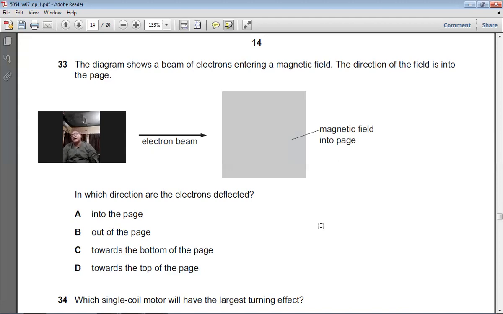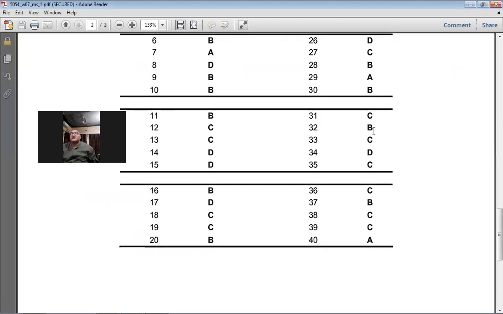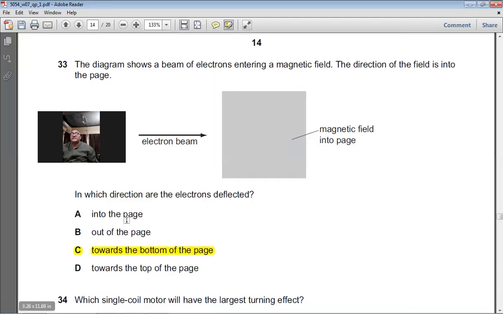So I think in which direction are the electrons deflected: into the page, out of the page, or towards the bottom of the page? You see, it will be deflected towards the bottom of the page. 33C is the choice. Yeah, 33C is the right choice.